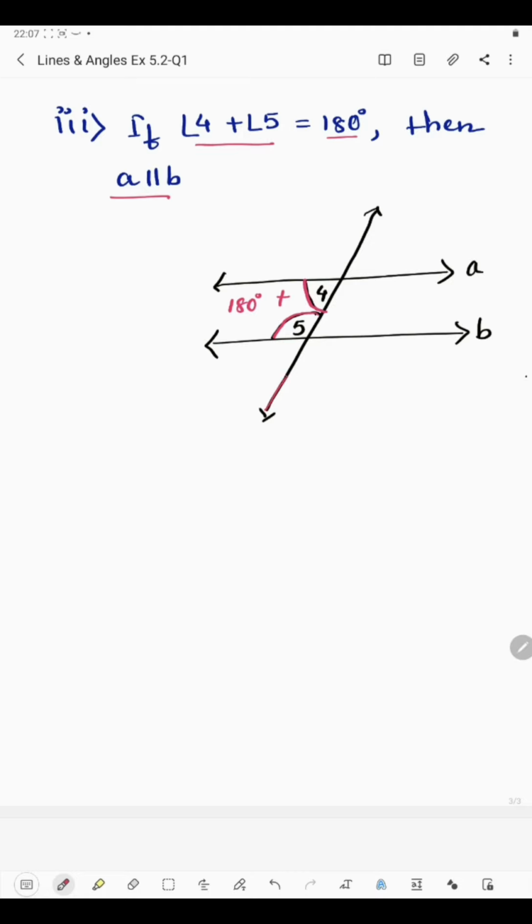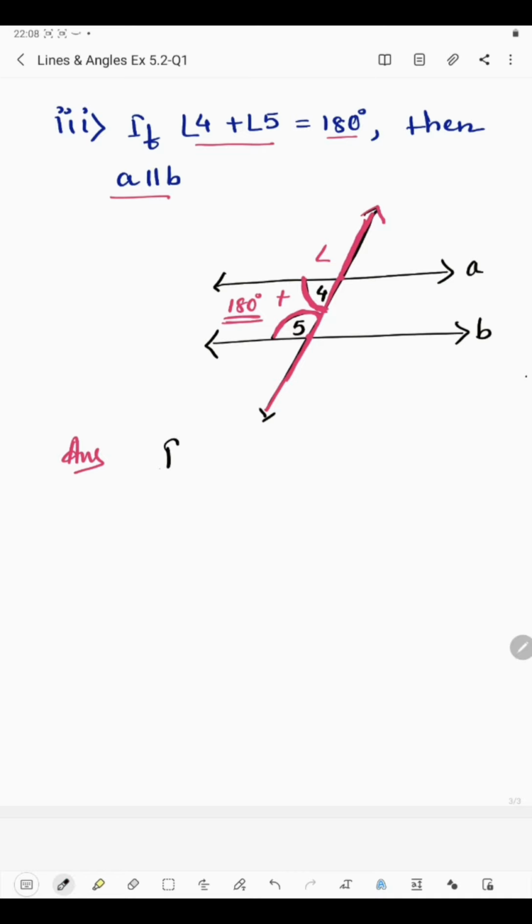Now see, this is the transversal. When a transversal cuts the lines at two distinct points, then the interior angles, meaning angle 4 and angle 5, on the same side of the transversal, formed on the left side, make 180 degrees, or we can say supplementary, then the lines are parallel. So here angles 4 and 5 are interior angles on the same side of the transversal and they make 180 degrees. So by which property are the lines parallel?